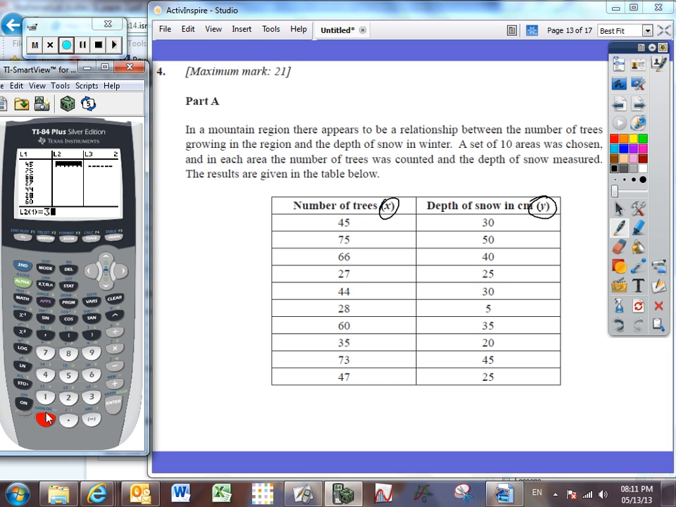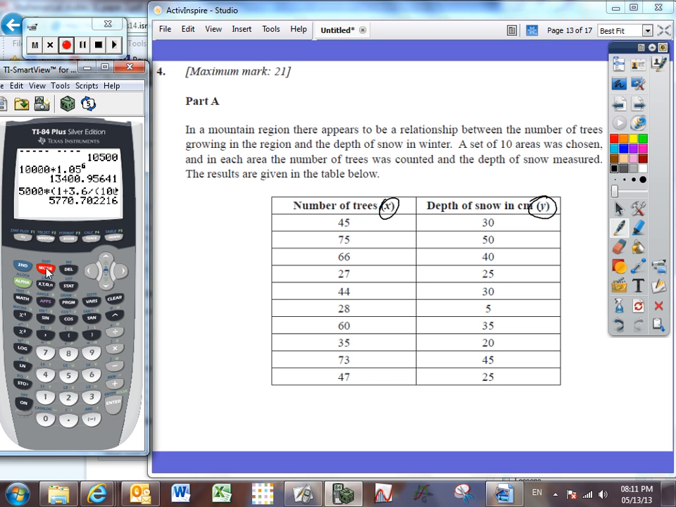30, 50, 40, 25, 30, 5, 35, 20, 45, 25. Alright, now I've entered the data.